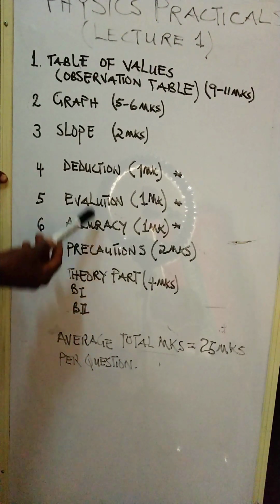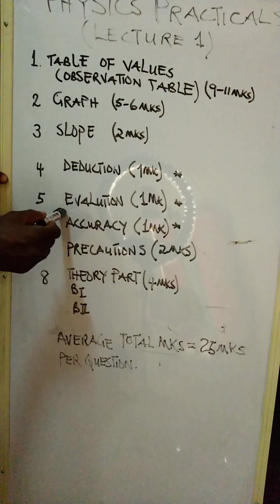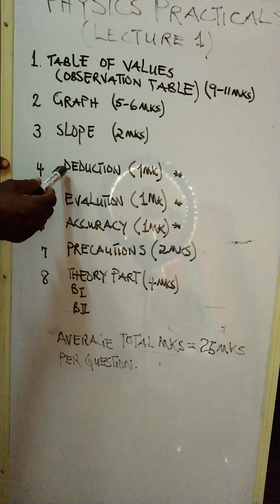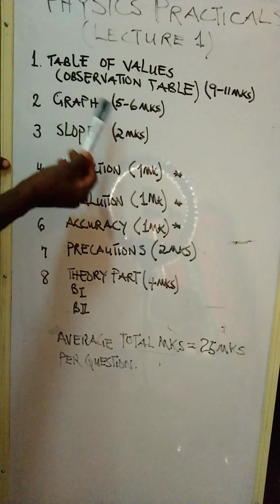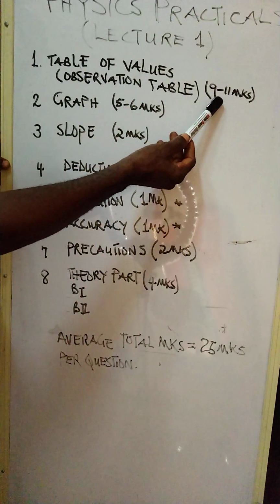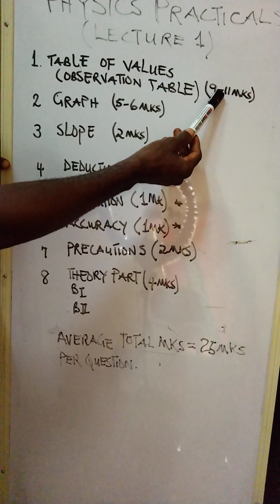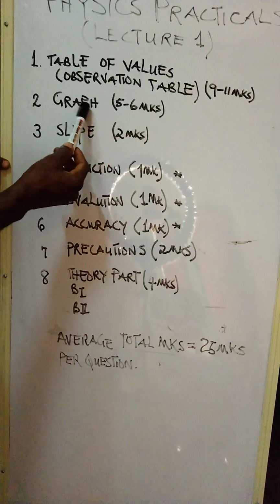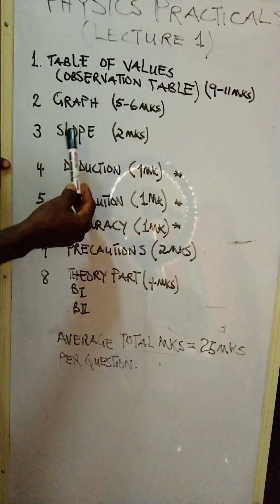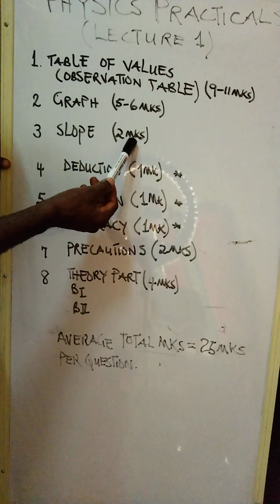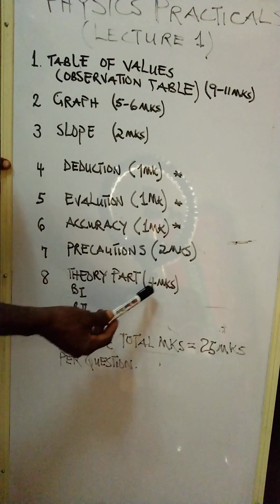You are expected to acquaint yourself with these subheadings so that it will help you to know where to express your stamina when you are in for the exam. Now, what that means is that your table of values, which carries almost 10 marks at an average, you must not joke with it. Followed by the graph. Don't joke with your graph. And then the slope too. Of course, 2 marks is not a little mark. And then precaution carries 2 marks. The B part carries 4 marks.